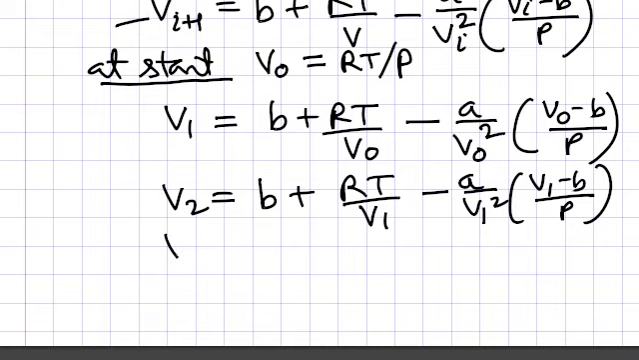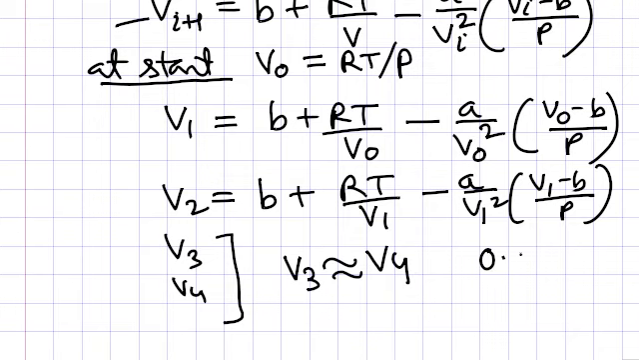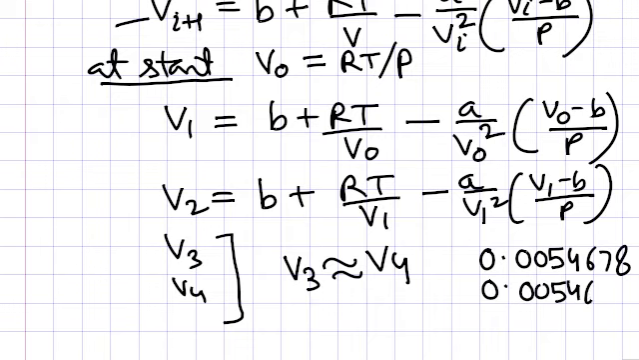You will get V3 value, V4 value, and where you have to stop, there where these two values are almost equal. Means it can be like this, 0.0054678. Suppose this is your V3 and V4 is 0.0054638. These are almost equal. So there you can stop, and then this will be your vapor volume.